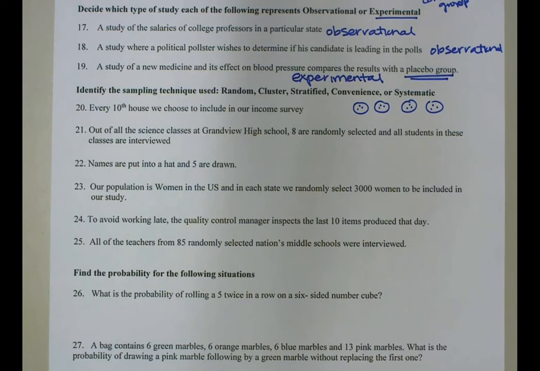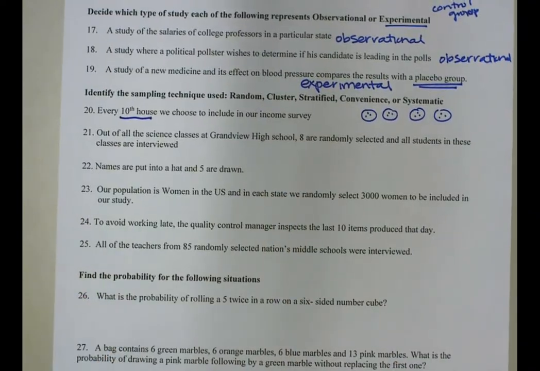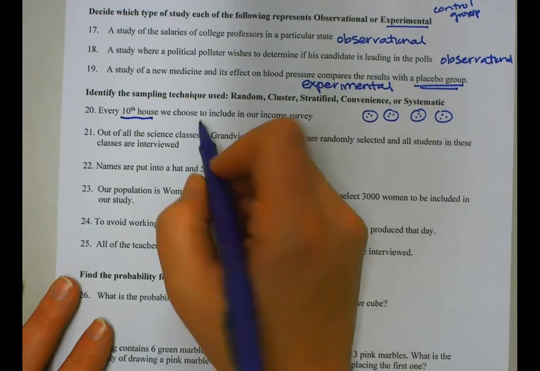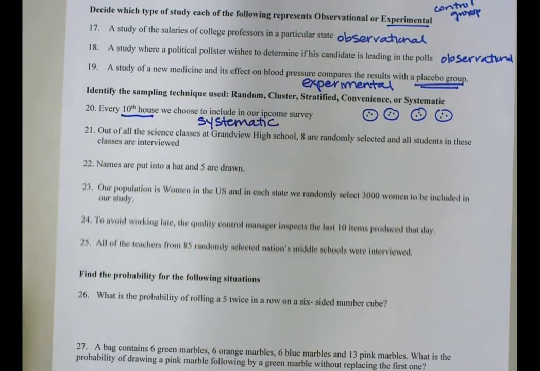So again, if you want to pause it and try to figure out if you can identify these on your own, that would be a great idea. If not, go ahead and we'll just go over the answers now. So every 10th house we choose to include in our income survey. So 10th house, yeah, you're asking every 10th house means that we're asking systematic, right? It's a system of how we're asking people.